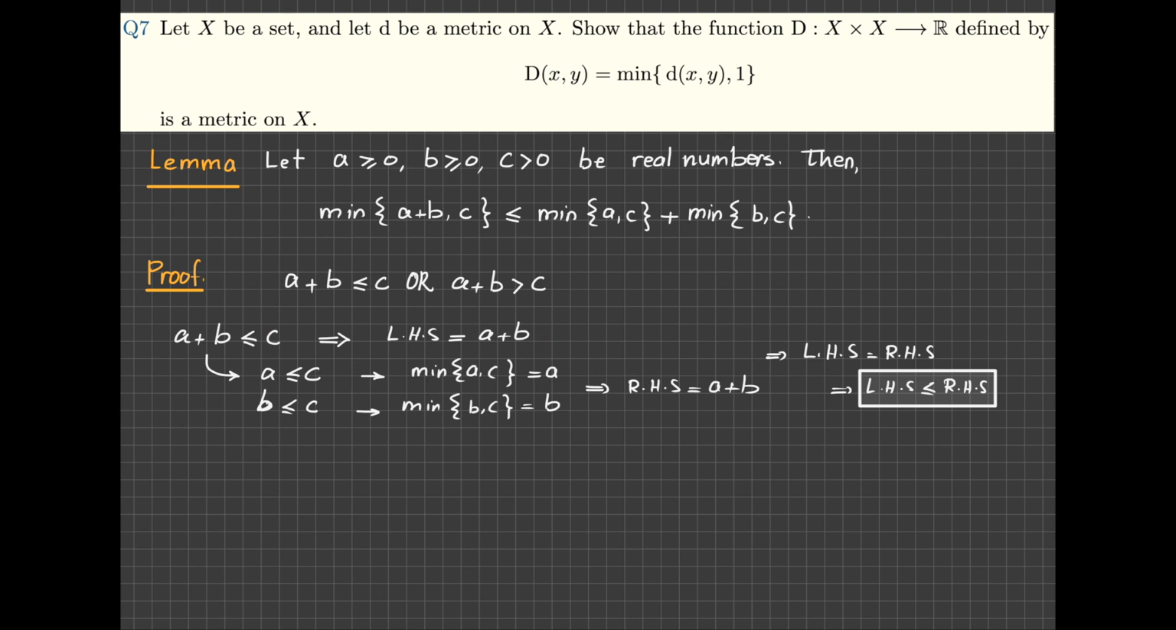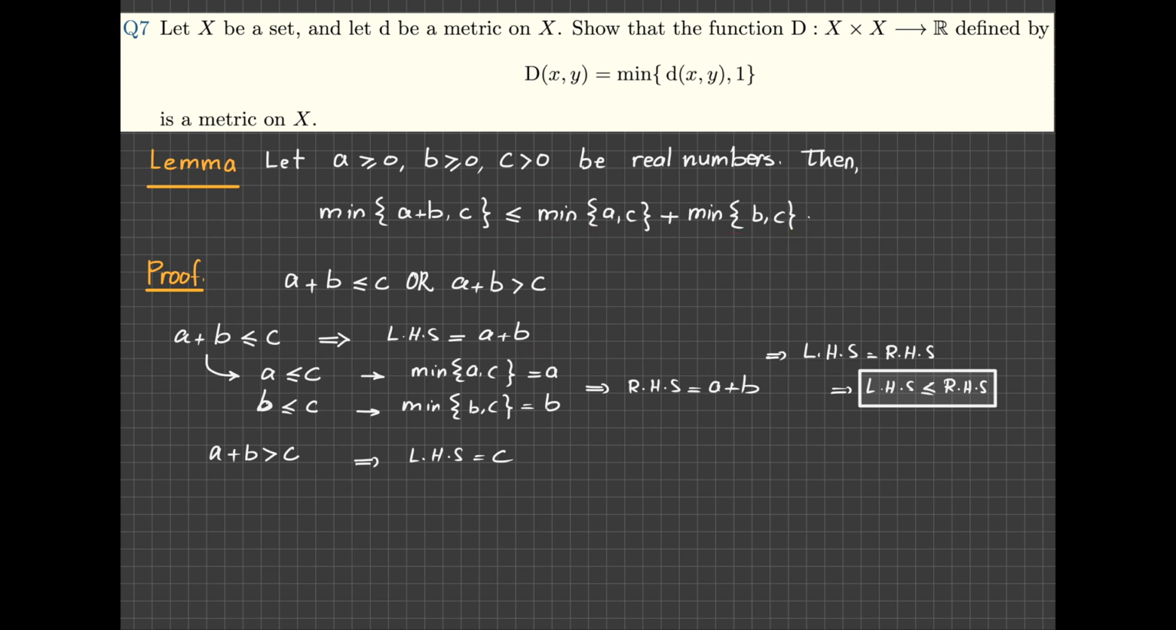But what happens if I have the other scenario? What happens if I have A plus B greater than C? In that case, the left-hand side becomes just simply C, because I'm assuming that C is less than A plus B. So if I ask what is the minimum between these two numbers, you show me C. So the left-hand side in this case is C. But let us look at the right-hand side.